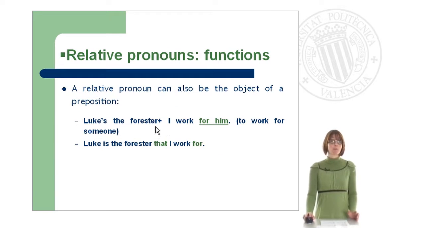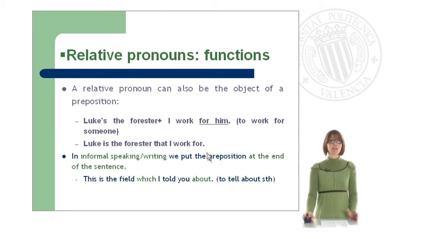Okay, a relative pronoun can also be the object of a preposition. For example, Luke's the forester. I work for him. In this case, we have a verb to work with a preposition for and then an object pronoun, him. If we join these two sentences together with a relative pronoun, this is the resulting sentence. Luke is the forester that I work for.